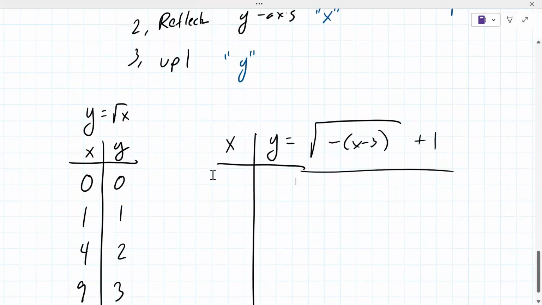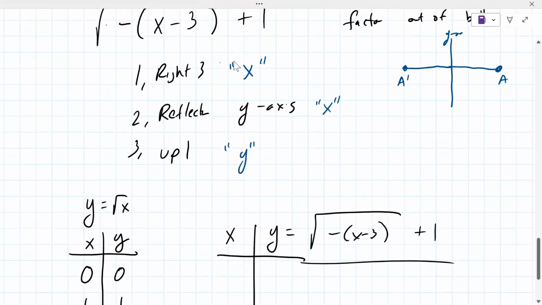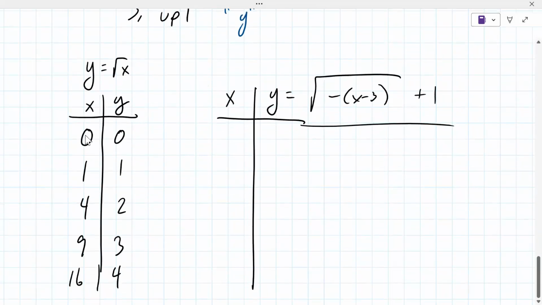Okay, well, this is where I'm gonna have you jump in at some point. These x values are affected. So the new x values are right 3. You're adding 3 to each of these x values, and then you're negating them. So 0 plus 3 is 3, but then you negate. You will eventually negate.